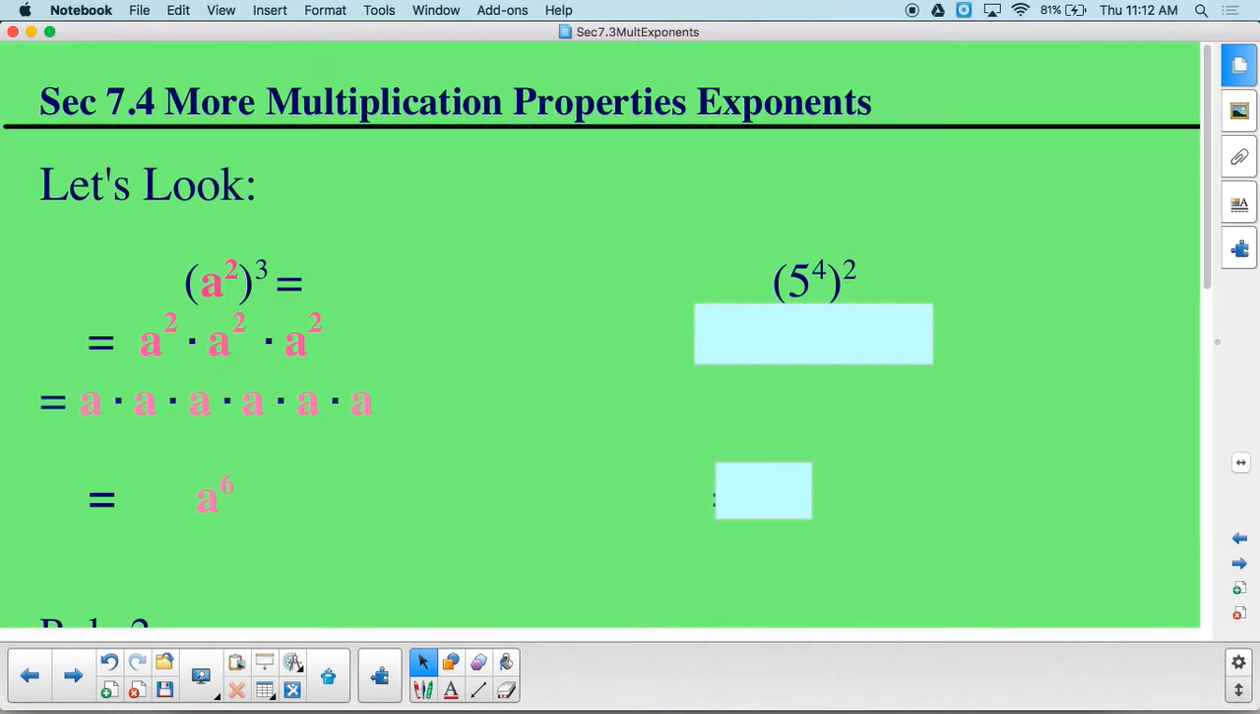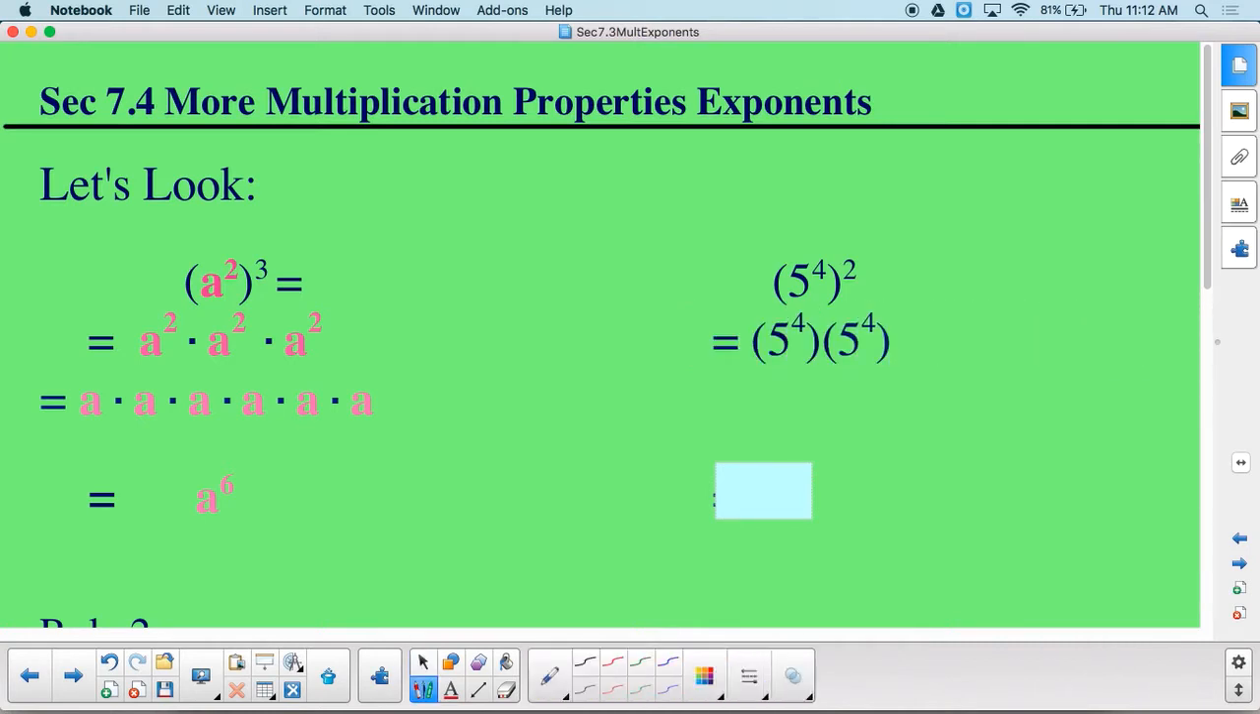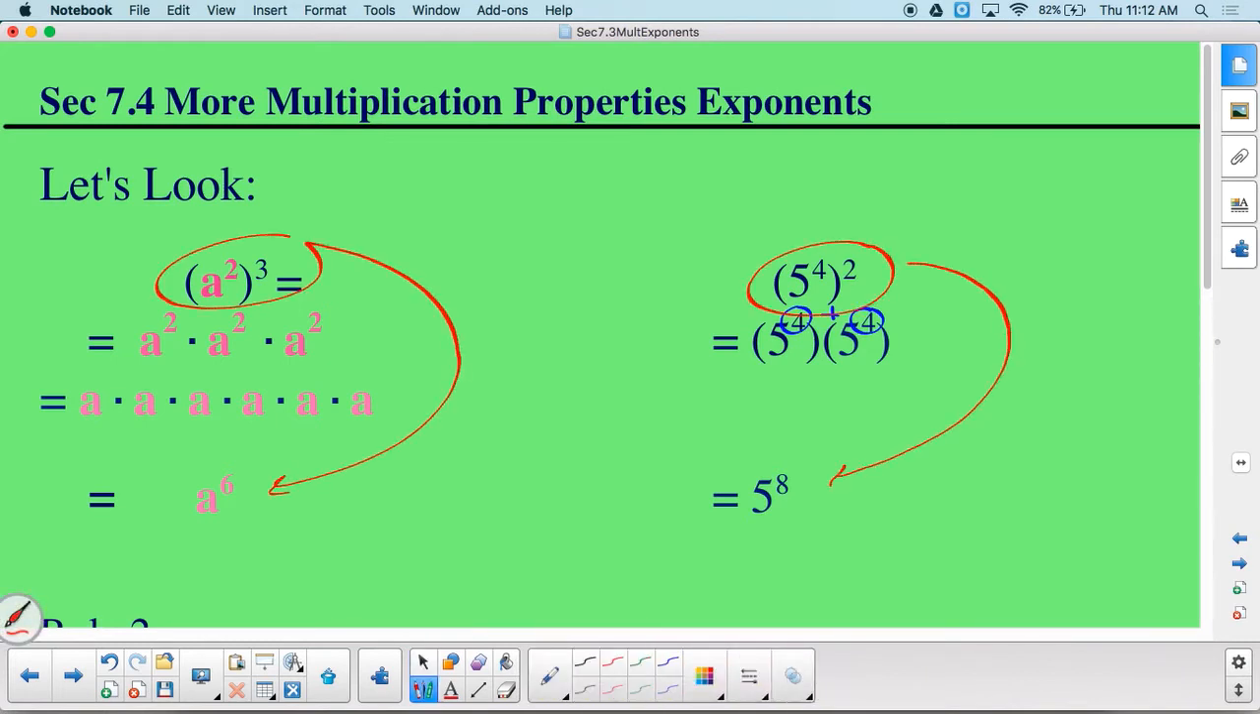5 to the fourth squared. We have two 5 to the fourths multiplied together. Using our rule from yesterday, add the exponents, and we get 5 to the 8th. Our rule today takes us directly from here to here, and from here to here without that step in between. You probably already see that pattern.